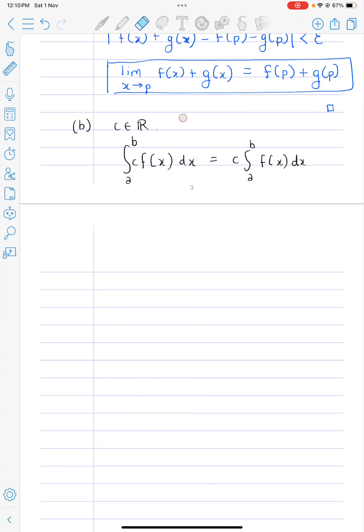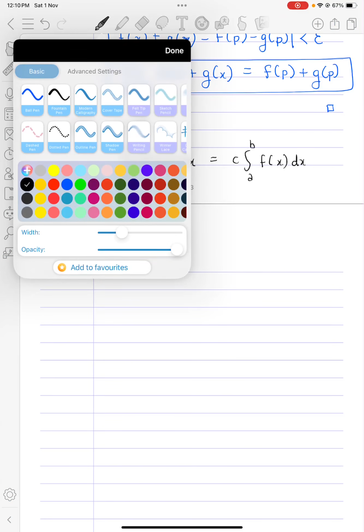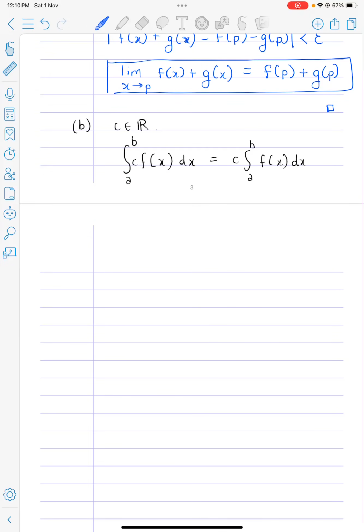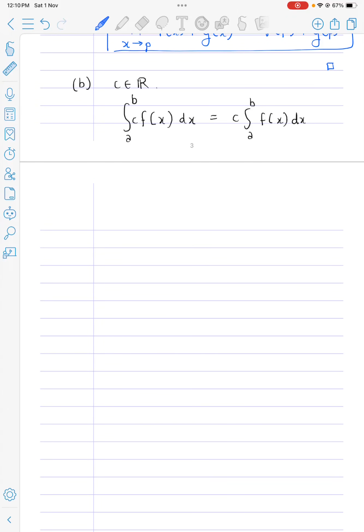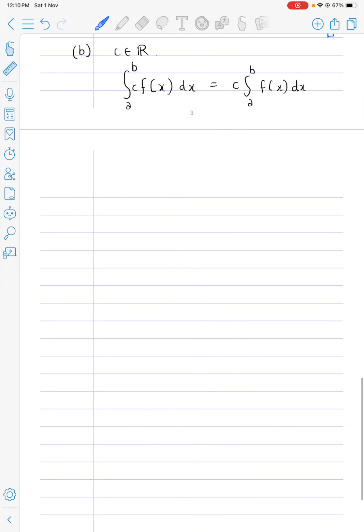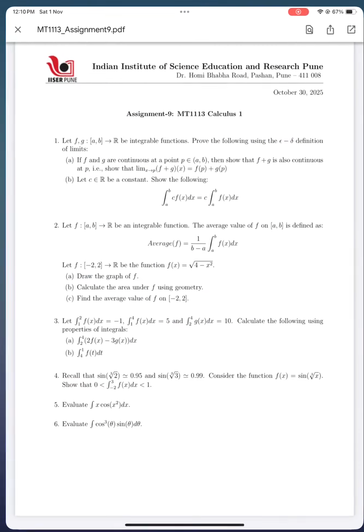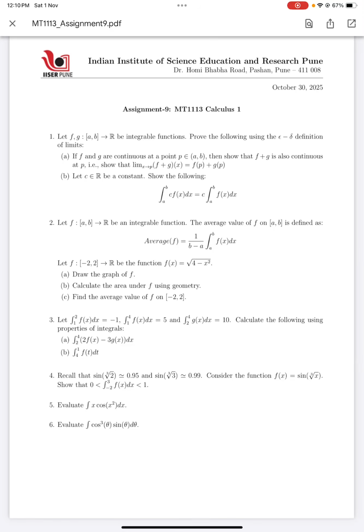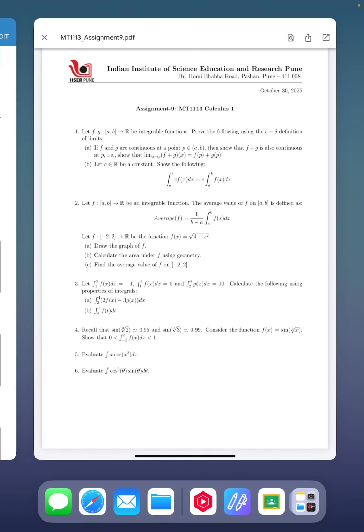Yes, what we are given is f is integrable. Let's first see what we are given and what we need to prove. So I will write that given is f is integrable. You can check this, f, g be integrable functions. Okay, so f is integrable.